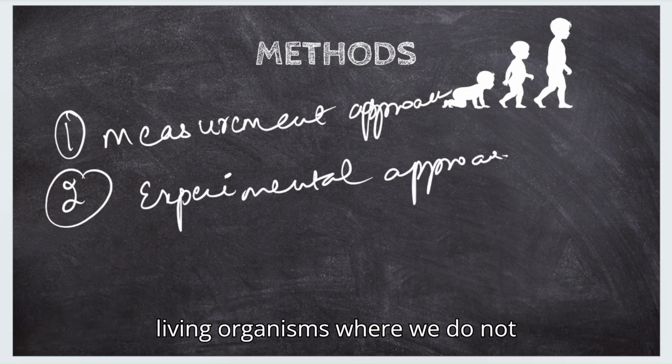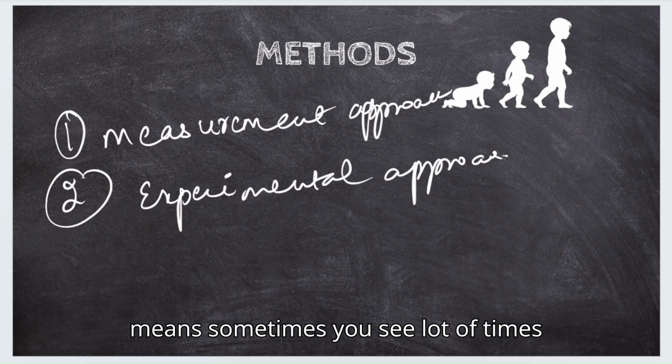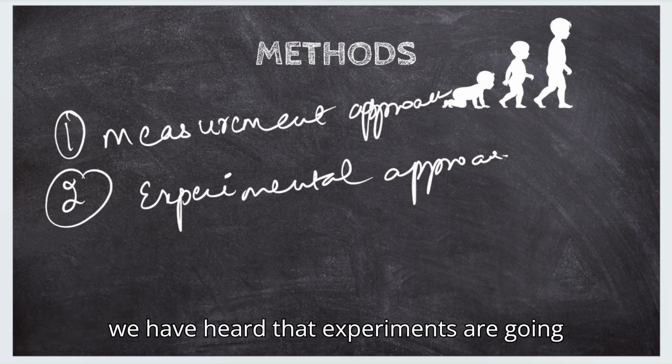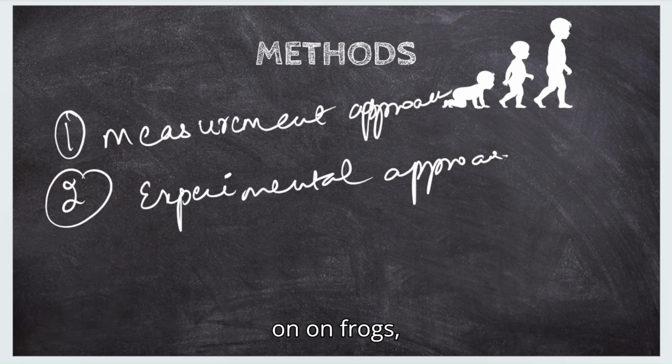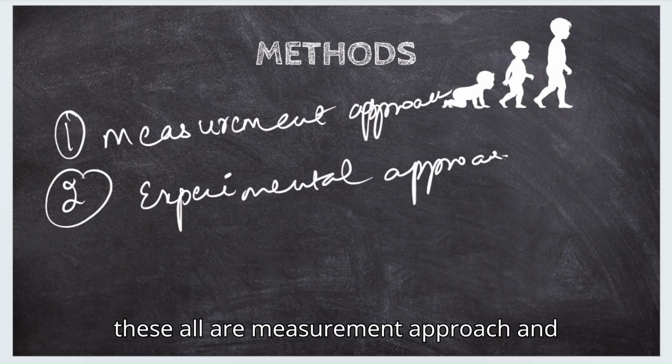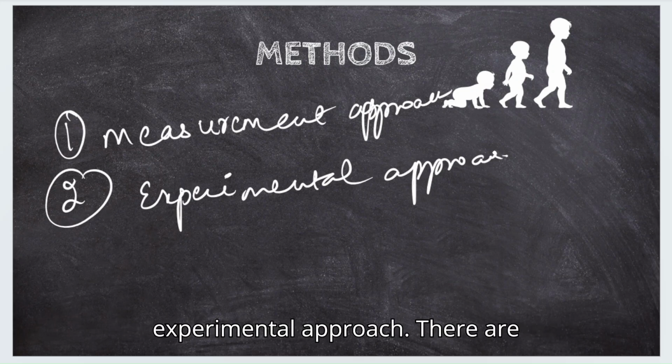The measurement approach is done in living organisms where we do not harm anyone. Experimental means, a lot of times we have heard that experiments are going on frogs, mice, monkeys. We try to conduct some experiment on those, and depending on the result, whether it is approved or not approved, we go on to carry it out on humans. Okay. So these are the measurement approach and the experimental approach.